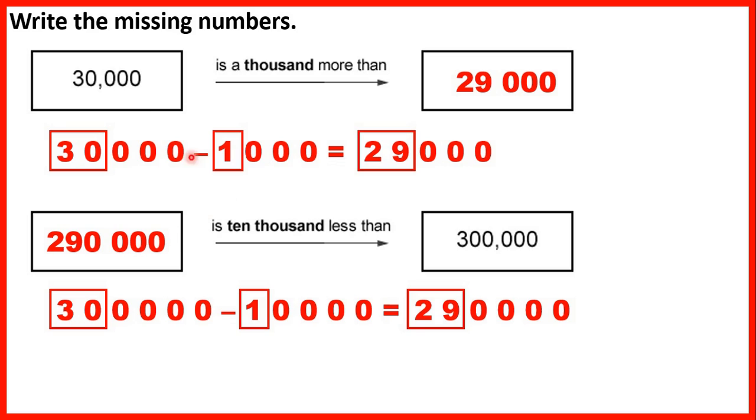290,000. Now this question can look a bit confusing, because on this first question we have the larger number on the left and the smaller number on the right, and for this bottom question we have the smaller number on the left and the larger number on the right. But the reason for that is because this first question says more, but this second question says less.